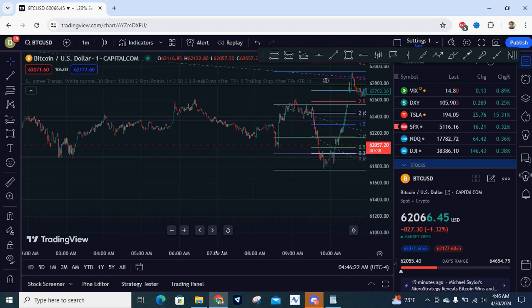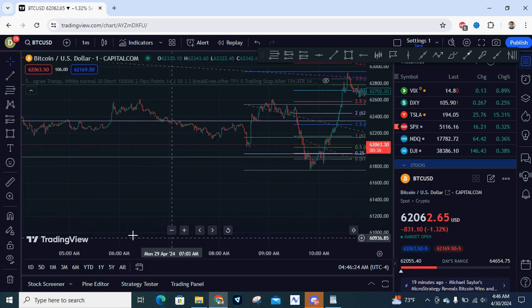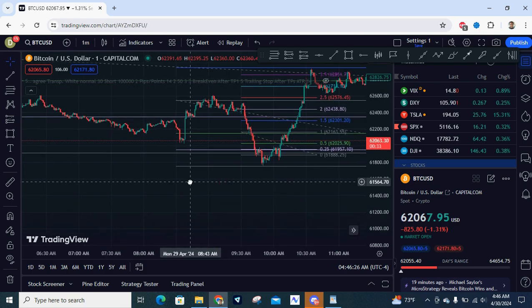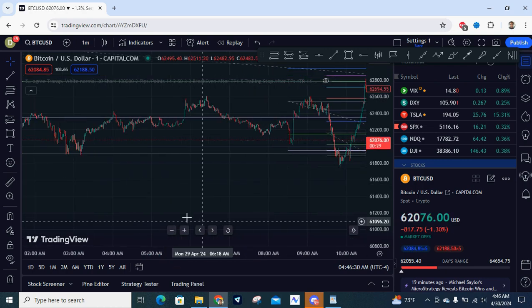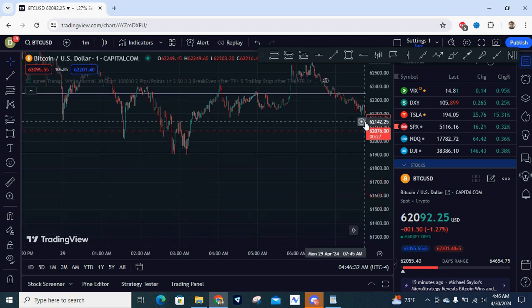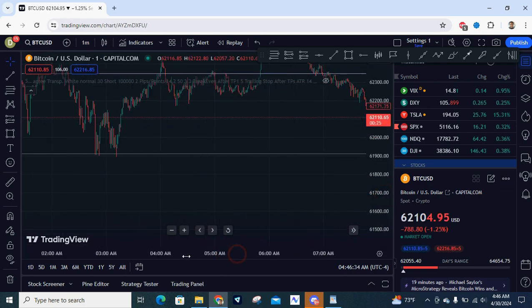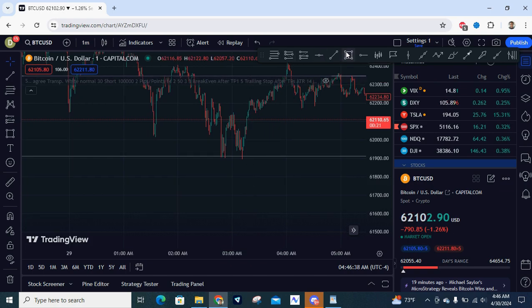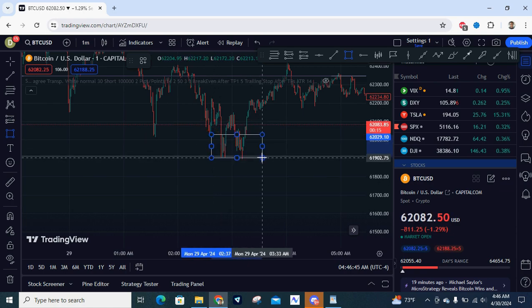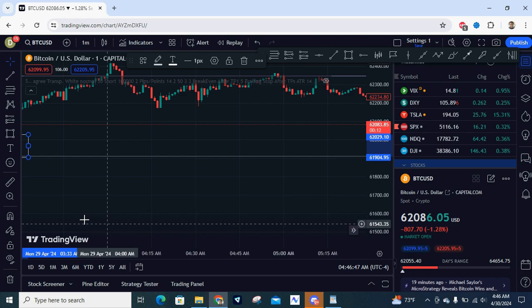Okay, let me find out the greatest discounted entry. Oh, you know what? I can use that 0%. That 0% matches with that 25% on the 30-minute, I believe. So, just that last bullish candle right there. Let me zoom in to show what I'm talking about.